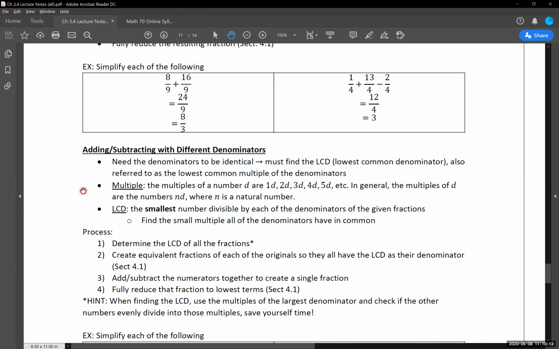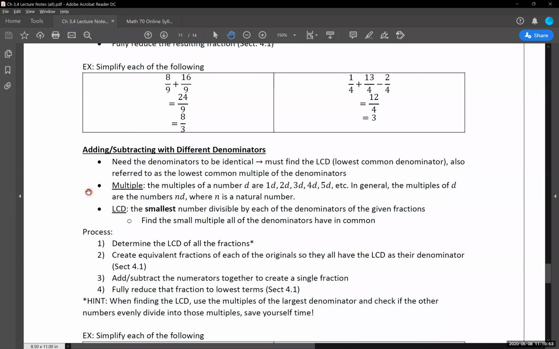So to clarify that, I'm going to go with our definition of what multiples are. Multiples of a number d are basically taking a number and counting by that farther on up. So it's 1 times d, 2 times d, 3 times d, 4 times, 5 times, etc. Again, multiples of that number. So if we were to list the multiples of 2, we would have 2, 4, 6, 8, 10, 12, and so on. You're taking the original number, multiplying it by 1, then by 2, then by 3, then by 4, and so on.